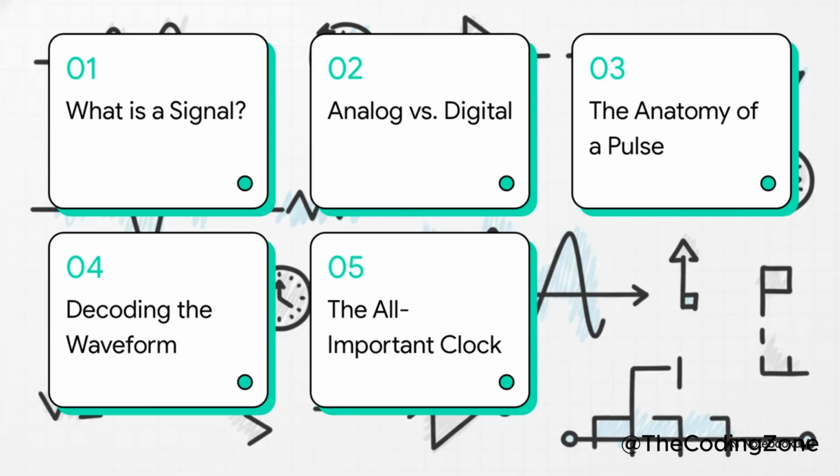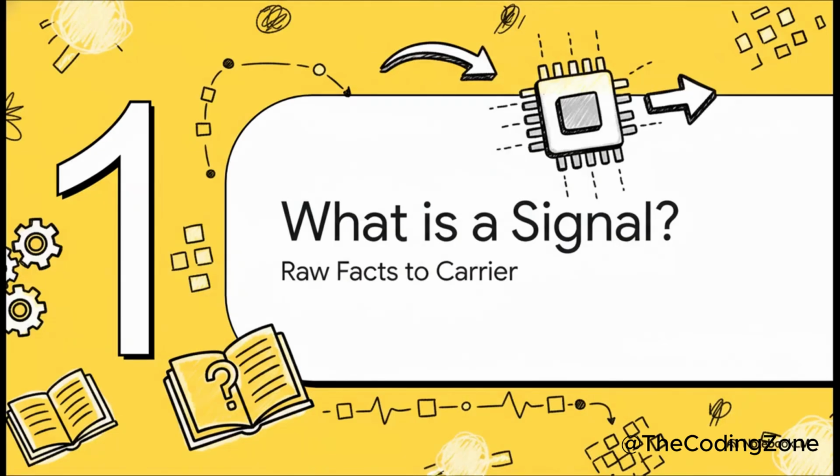So here's the game plan for this explainer. We'll start with the absolute basics. What are data and signals? Then we'll look at the two big types, and from there, we'll build our way all the way up to the very heartbeat of every digital system, the clock. All right, let's dive right in.